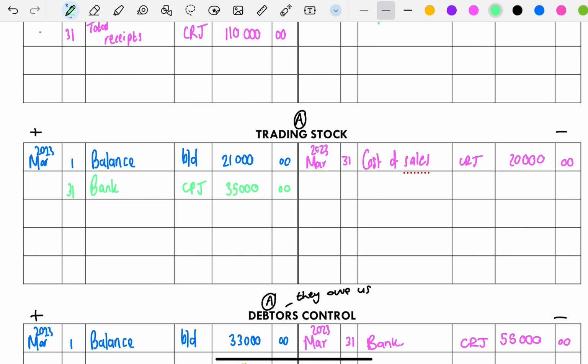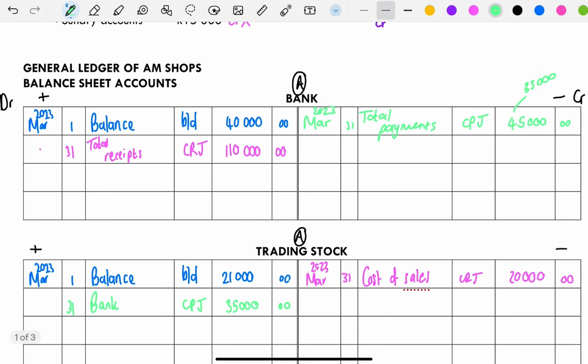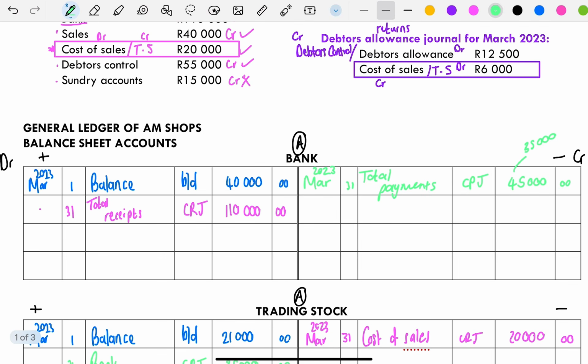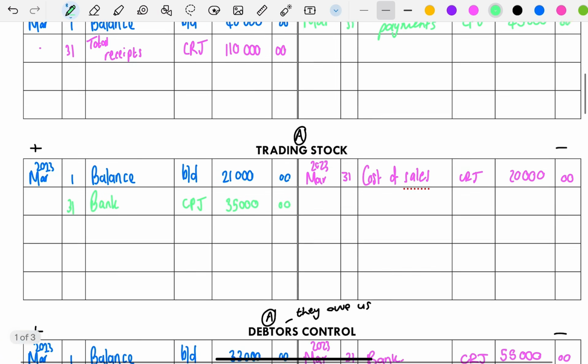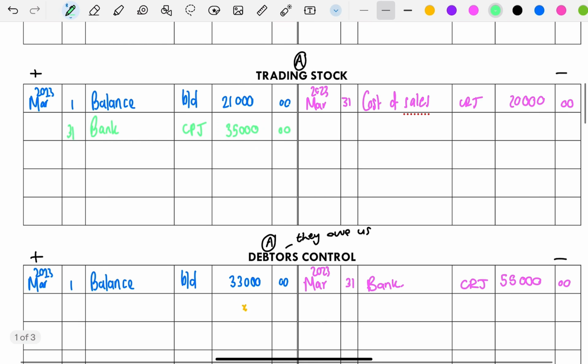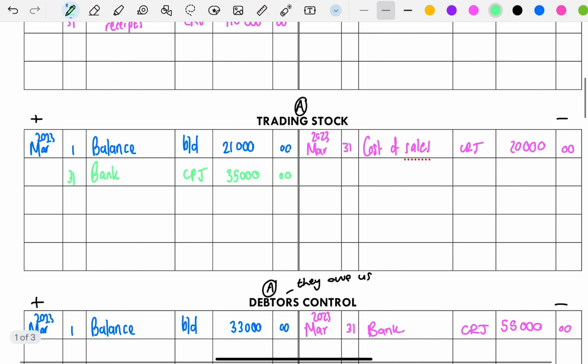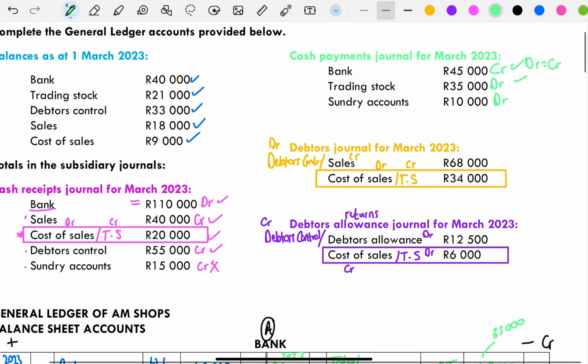So in the CRJ and CPJ, it's quite nice because in bank we write total receipts and total payments, and in everything else we write bank. The only exception is the cost of sales column, which does not affect bank. But other than that, in the CRJ and CPJ, you can always write bank as your details in all the accounts except for bank. Right, and that was the CPJ because the rest is sundry and we don't need to do that.